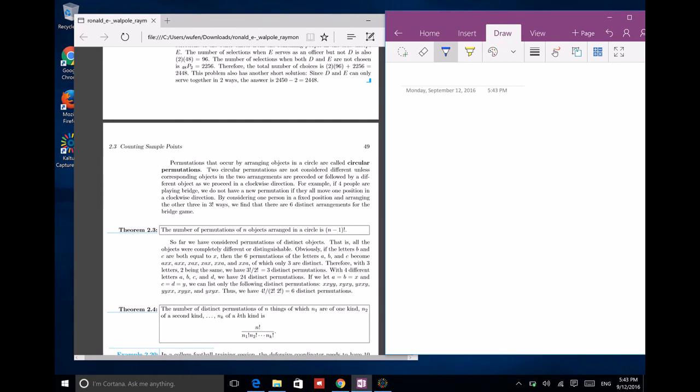Arrange in a circle. The circle actually takes one option away. Let's look at the example. We have considered permutations of distinct objects. That is, all objects were completely different or distinguishable.